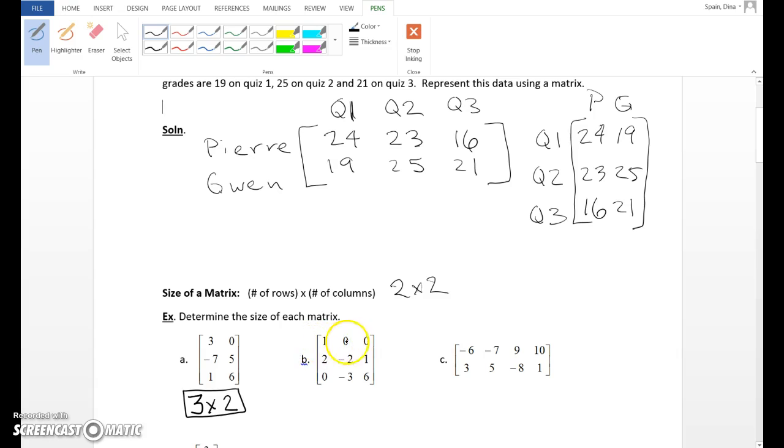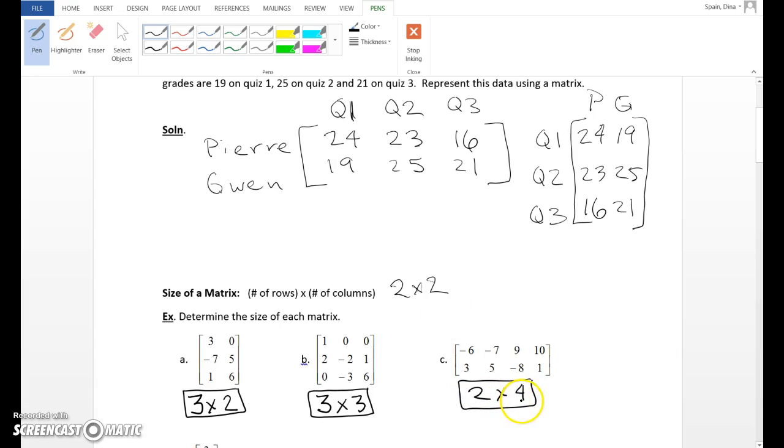Let's look at part B. The number of rows, you count how many rows there are this way. Here, this is 3 rows, and I have 1, 2, 3 columns, so that's a 3 by 3. That's how you say it, 3 by 3. Now part C, 1, 2 rows by 1, 2, 3, 4 columns, 2 by 4.